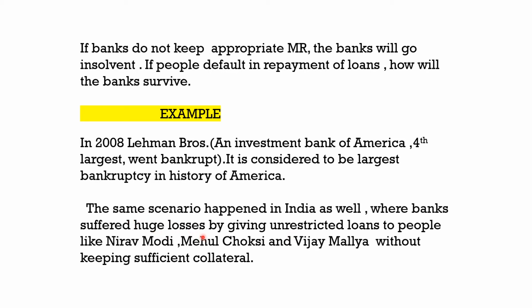Banks suffer huge losses by giving unrestricted loans to people like Nirav Modi, Mehul Choksi, Vijay Mallya. They did not keep sufficient collateral. So this is what their future is going to be. So you have to be very vigilant. RBI has to keep an eye on these commercial banks, and they themselves also have to keep a proper margin requirement so that they don't come to this unfaithful future, right?